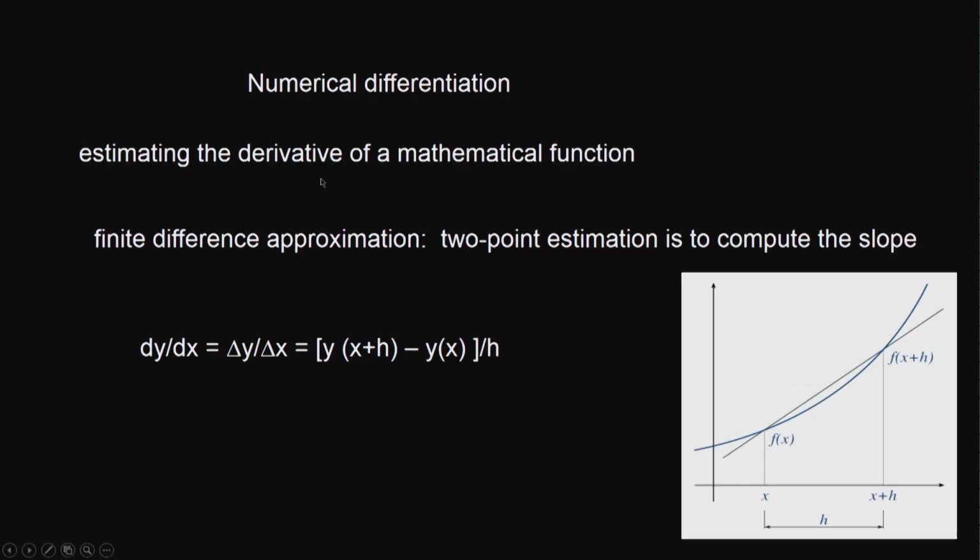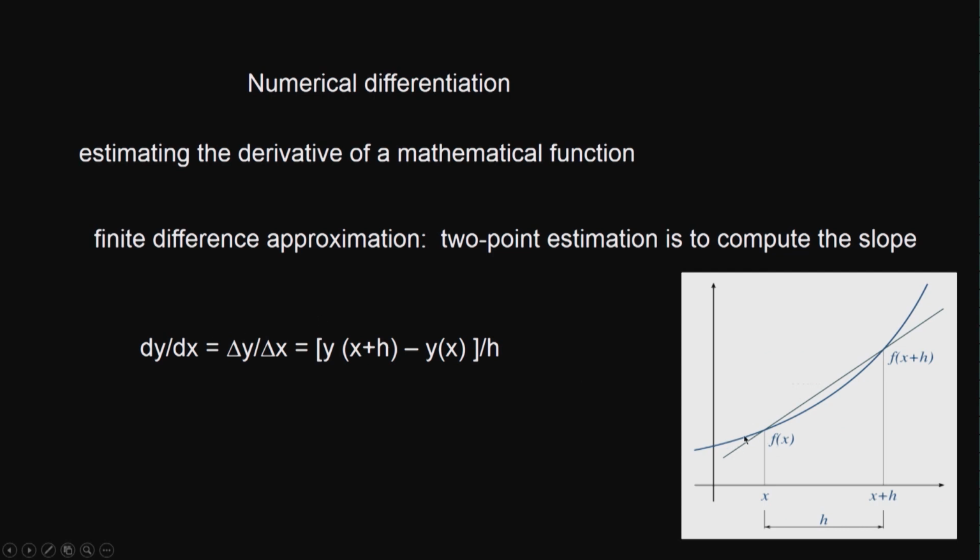Okay, so we were talking about numerical differentiation, that means estimating the derivative of a mathematical function. It is called a finite difference approximation based on 2-point estimation. So if you have dy by dx, as you know, it can be approximated as delta y by delta x, which is delta y is y at x plus h minus y at x divided by h. Okay, so basically y at x plus h will be here and y at x will be here. So you take this difference and you divide by h. That gives you the dy by dx.